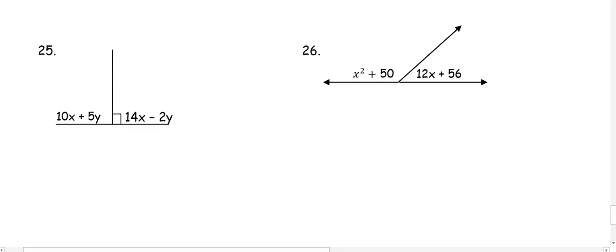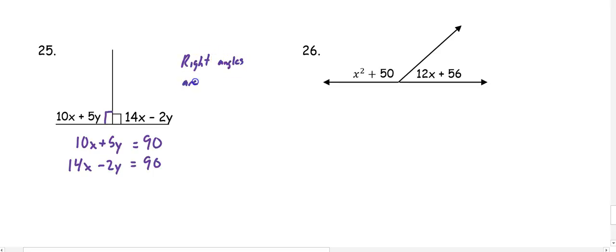Number 25, notice that I have perpendicular lines, so I have right angles. So I could set up the equations 10x plus 5y is equal to 90, and 14x minus 2y is also equal to 90. And our reason is that right angles are 90 degrees.